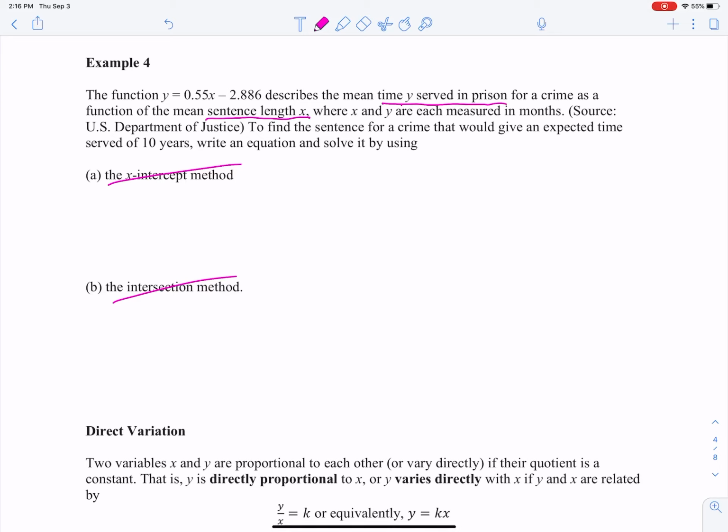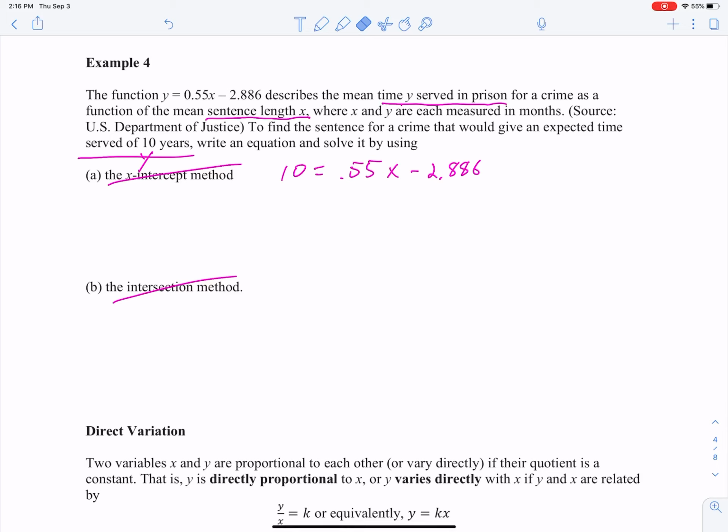Okay, where x and y are measured in months. To find the sentence for a crime that would give an expected time served of 10 years, write an equation and solve it by using those methods. But again, we're going to do this algebraically. All right, so they're saying time served of 10 years. In other words, that's y. They want us to put a 10 in for y. So 10 equals 0.55x minus 2.886. So we do our normal algebra stuff, right?